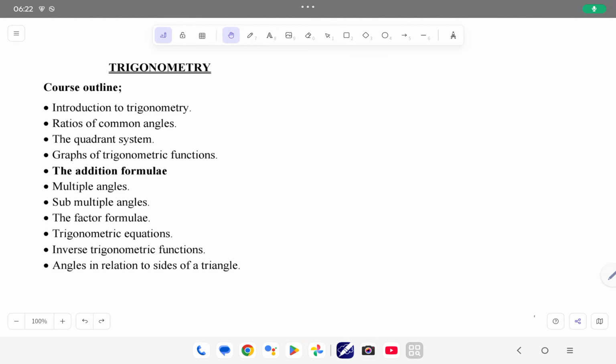In this third episode of trigonometry, we shall be looking at addition formulae. And once again, I'm Bright Wokwesiga Nelson Amoti, a teacher of advanced level principal mathematics. We shall be looking at addition formulae, and we have already had the previous episodes where we introduced trigonometry. We looked at ratios of common angles and the quadrant system. And now we are looking at the addition formulae.